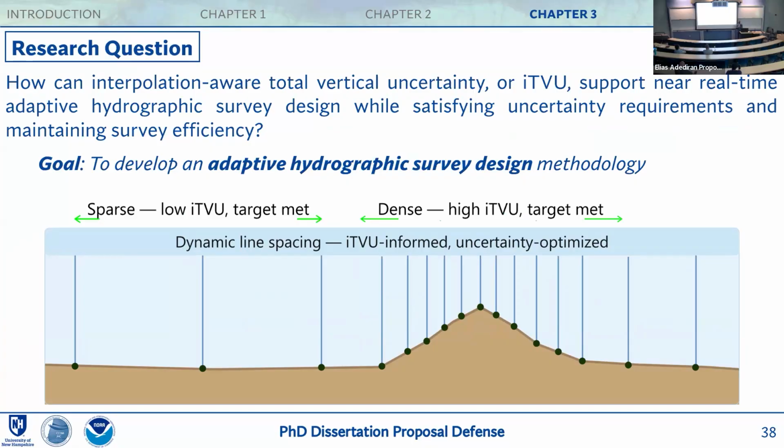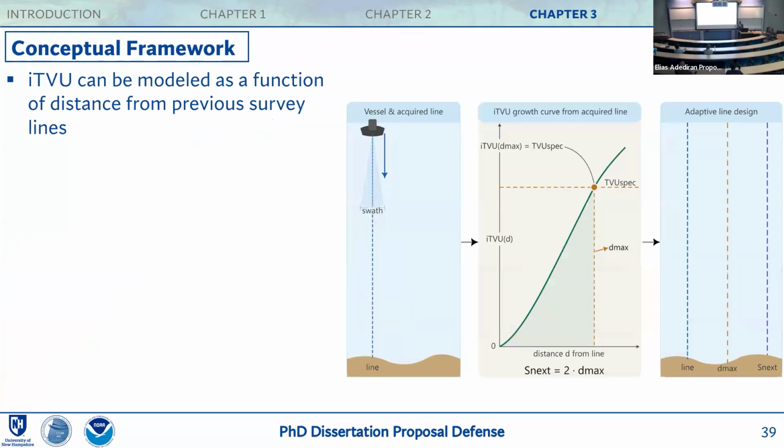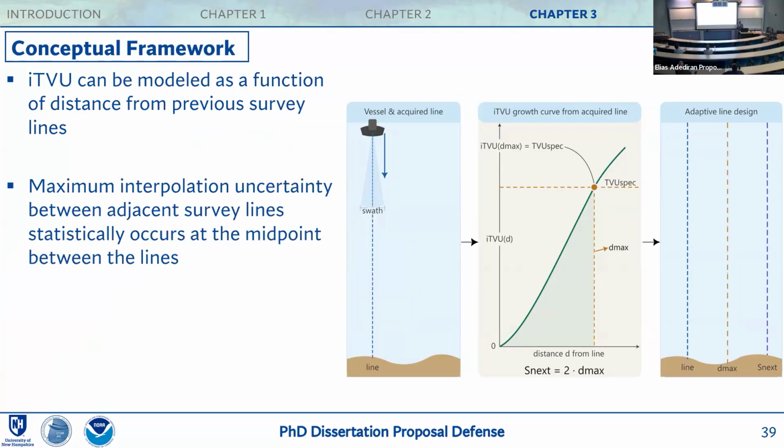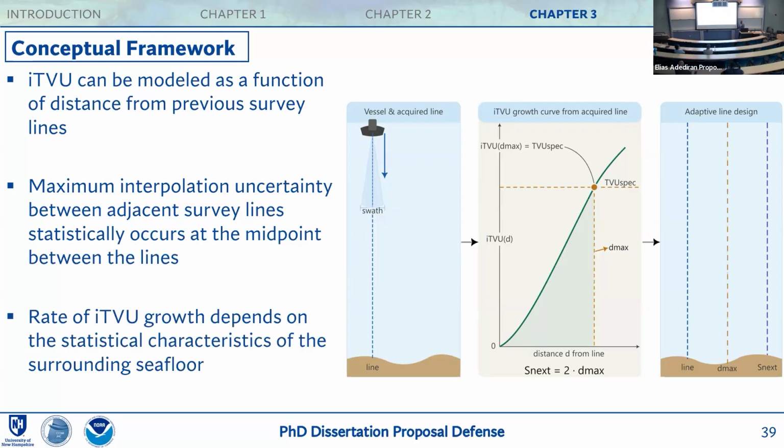So, the goal of these two is to develop an adaptive hydrographic survey design methodology. The framework for this is really based on the idea that the interpolation aware TVU can be modeled as a function of distance from previous survey lines. Then the maximum survey interpolation uncertainty between adjacent survey lines is statistically at the maximum between those two lines.